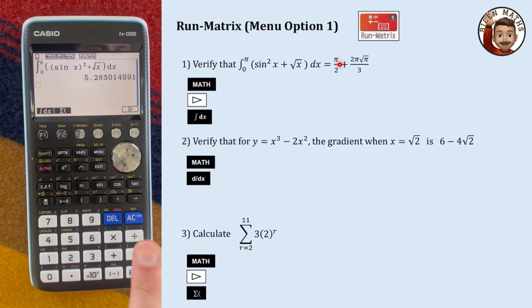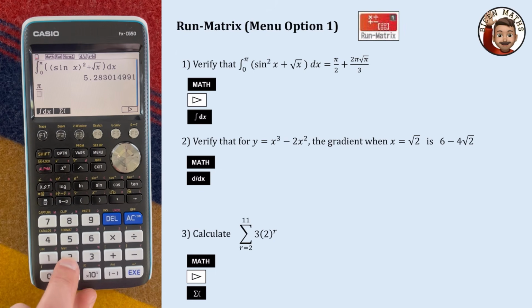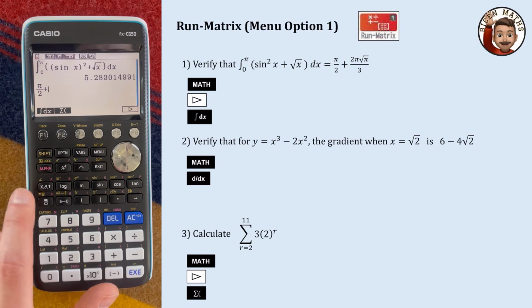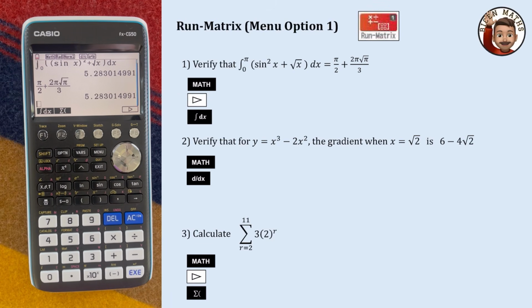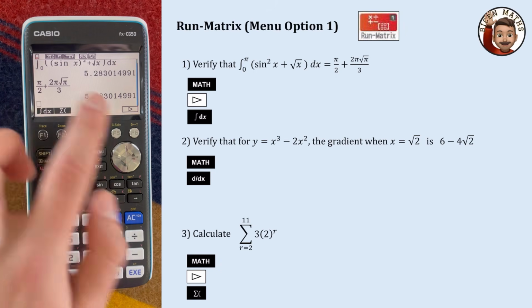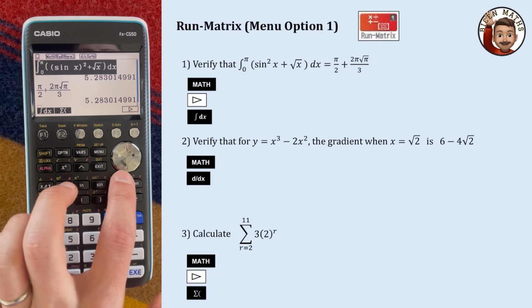You wouldn't use this to answer it, you'd use it to check your answer. So I'm now just going to type in pi over 2. So it's going to be pi over 2 plus 2 pi root pi over 3. And we get exactly the same answer. So what you would do in the exam is you would actually integrate this in the long way, and you'd use your limits and you'd hopefully come up with this answer, but then you could check to see, using the first line of working that we've got here, that you've done it perfectly, and then you can just move on.